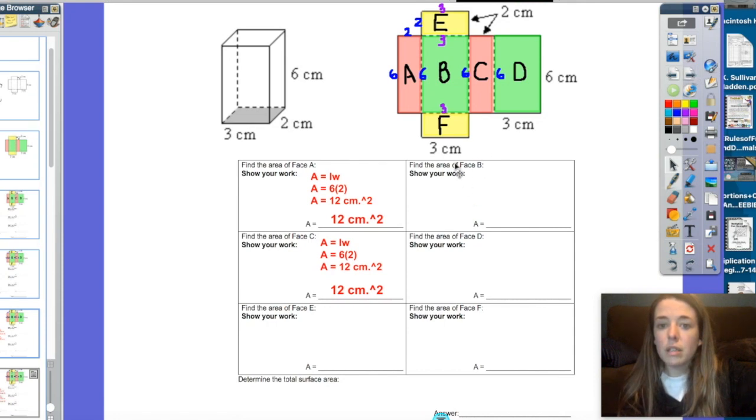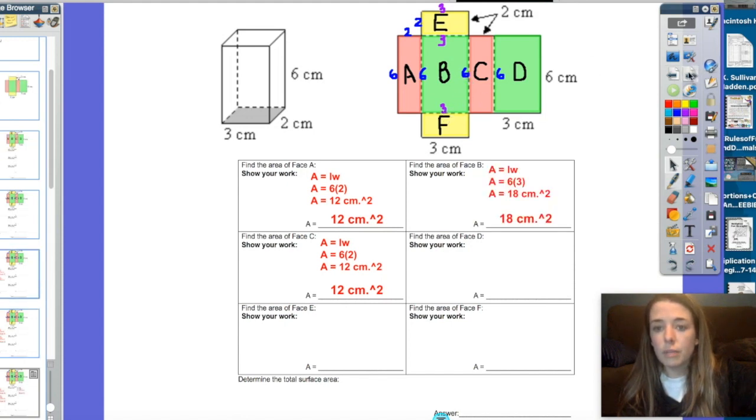Now I'm going to move on to face B. So face B, my 6 is labeled. Down here was my 3 centimeters, which means this is also 3 centimeters. So to find the area of face B, I'm going to do 3 times 6 for the length times the width. Once again, that means that face B would be the exact same area. So I can just do some copy and paste action on this one. 18 centimeters squared.